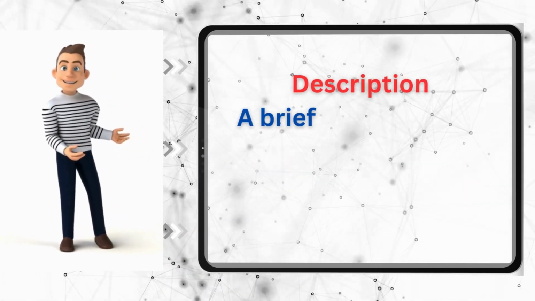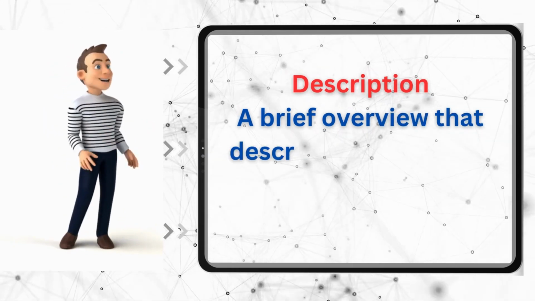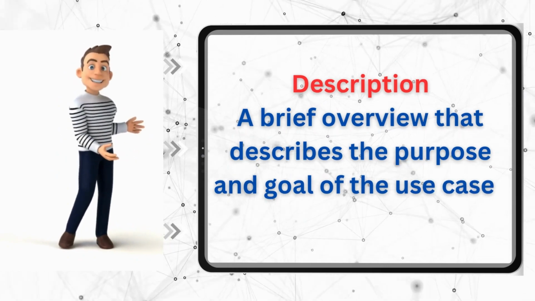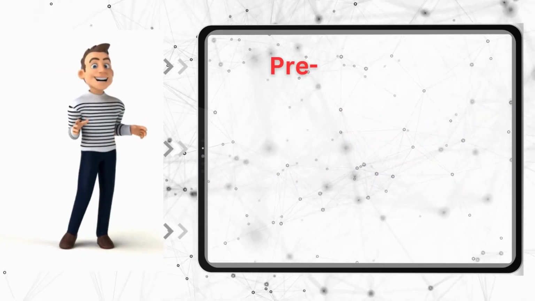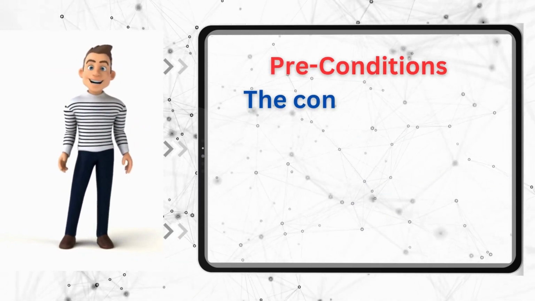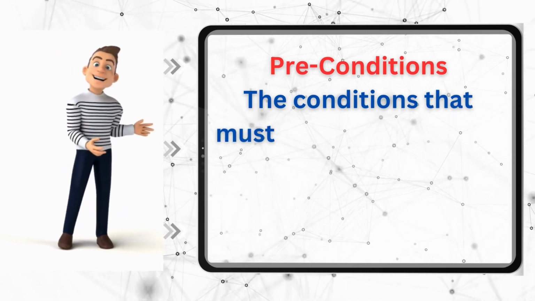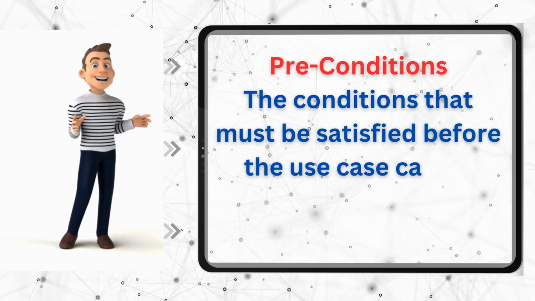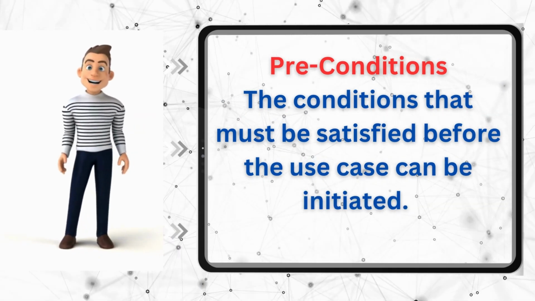Description. A brief overview that describes the purpose and goal of the use case. It provides a high-level understanding of the user's intention and the desired outcome. Preconditions. The conditions that must be satisfied before the use case can be initiated. These can include prerequisites, system states, or any specific data requirements.